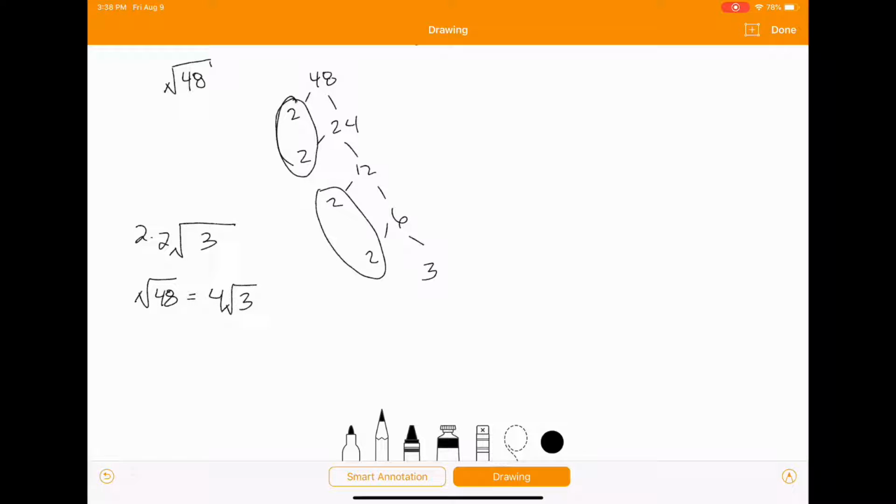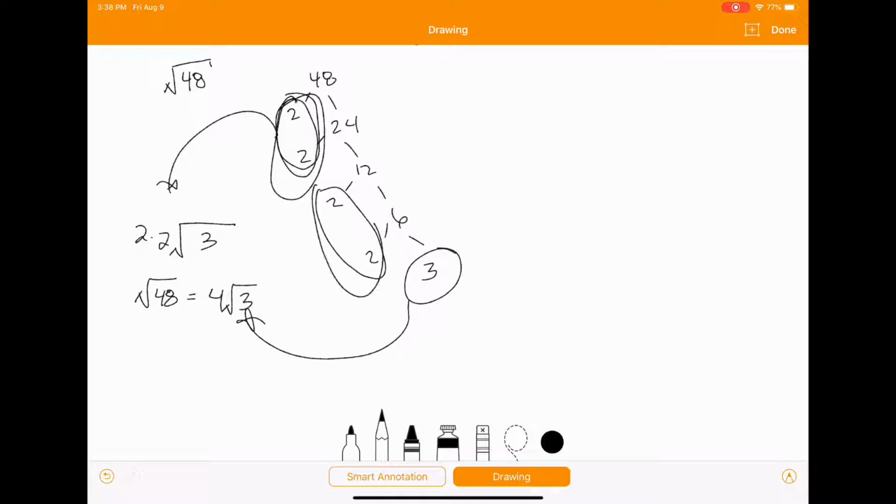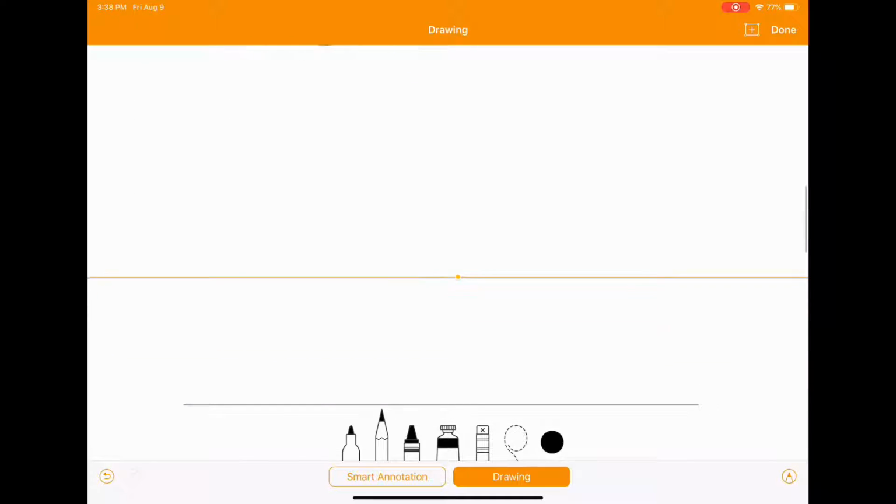All right, so any pairs go to the outside of your square root. Anything left goes to the inside. And any pairs, again, are multiplied against each other. Anything that's not paired is multiplied against each other. So that's how you simplify square roots.